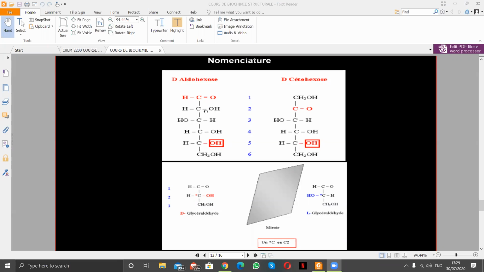4 bonds. So amongst the 4 bonds it forms, for it to qualify to be a carbon asymmetric, all the 4 bonds have to be different. That's why I can simplify carbon asymmetric. All the 4 bonds have to be different. Here you see this bond. Let's take this carbon here, for instance.